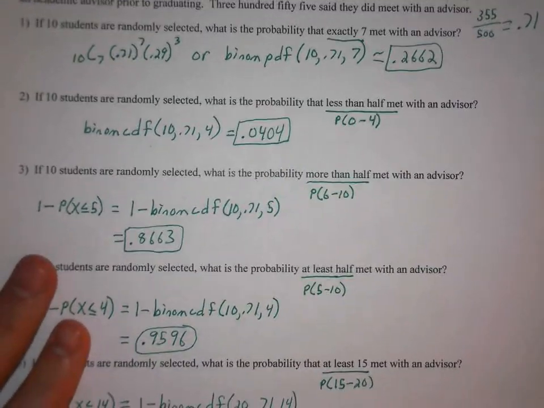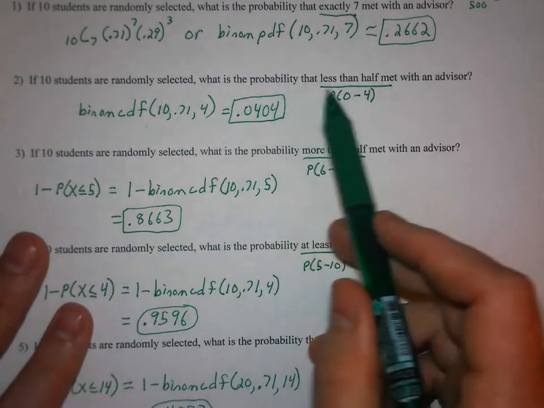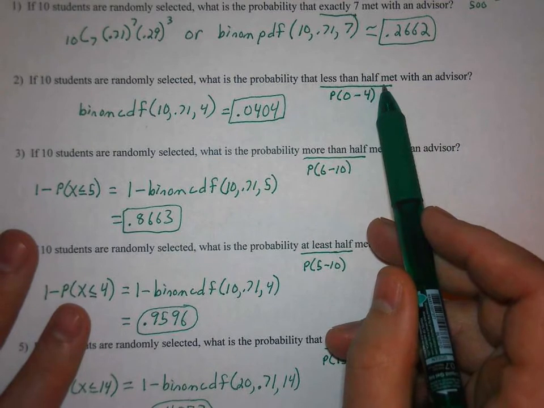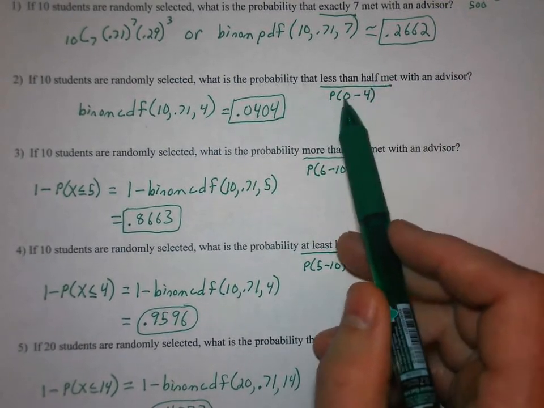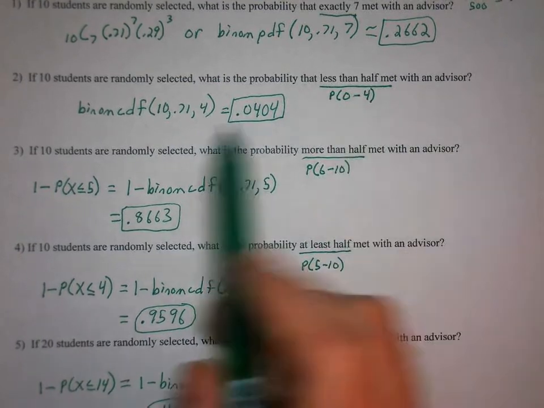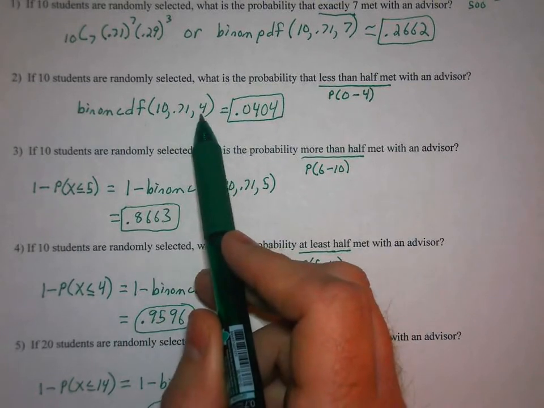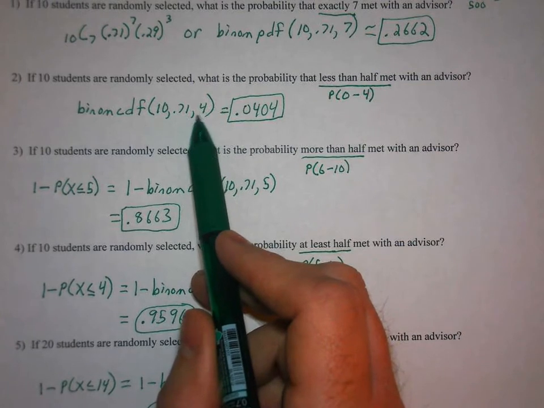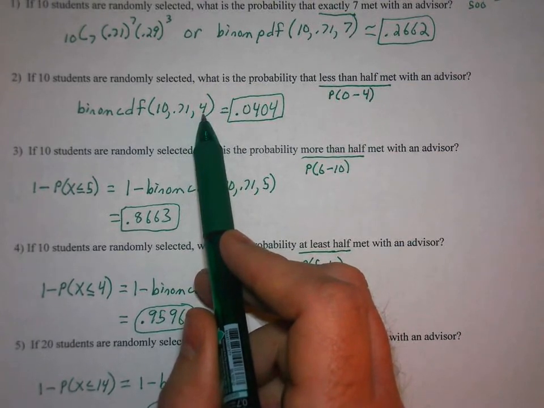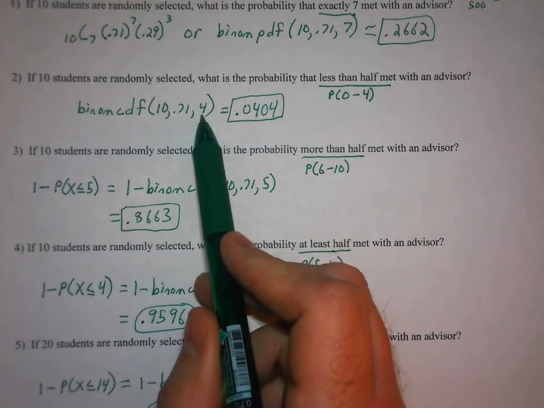Okay, and then moving along with the rest of these, if you randomly select 10 students, you want the probability less than half. Well, exactly half would be 5. So less than half could be 0 through 4. So in this case, you want to use the binom CDF. And remember, the number that you put in the last part here, that's the last number from 0 through that number that you put in. So if you want less than half, you want to include from 0 all the way to 4.